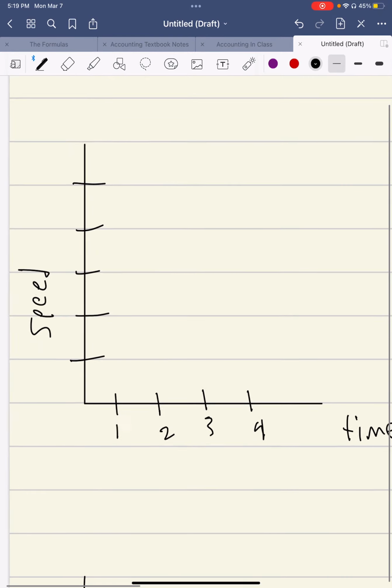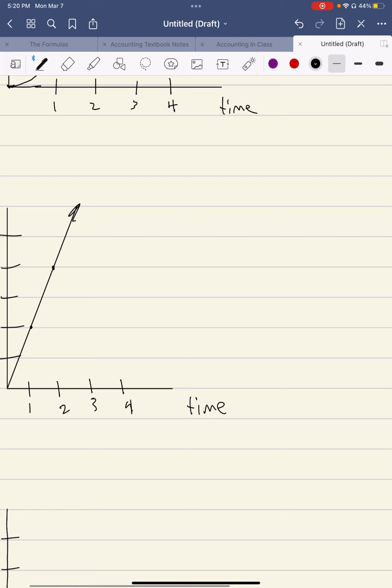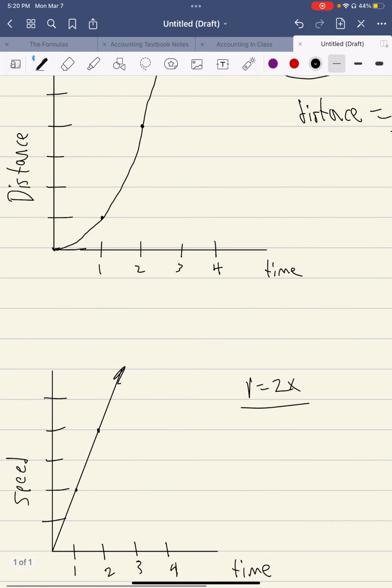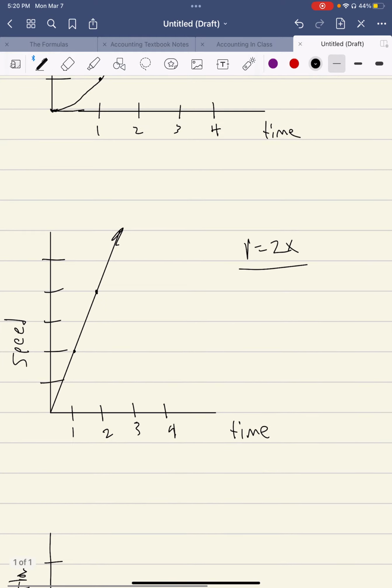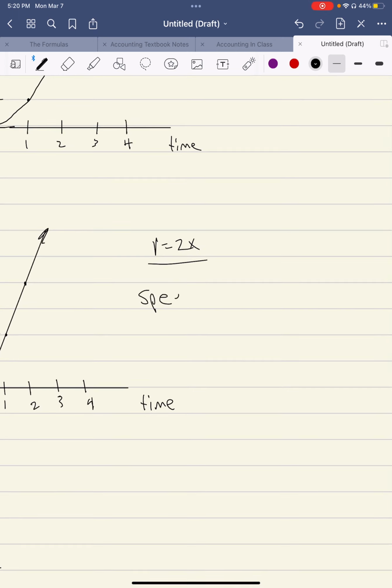And here's our next graph, and that's going to be represented as 2x, which is going to be a straight line, like that. And this is the graph y is equal to 2x, right? So this graph represents the change in speed over time. As you can see, speed consistently increases at a constant rate, right?